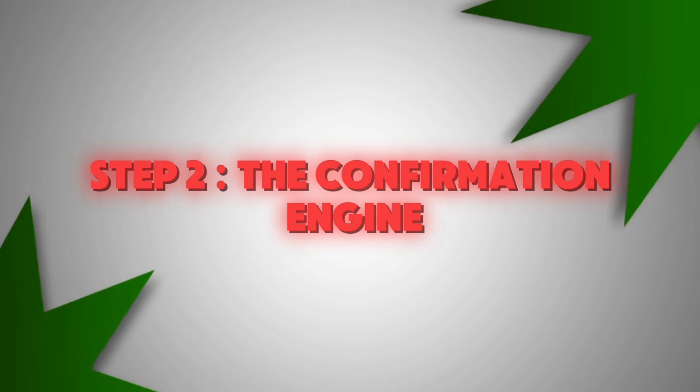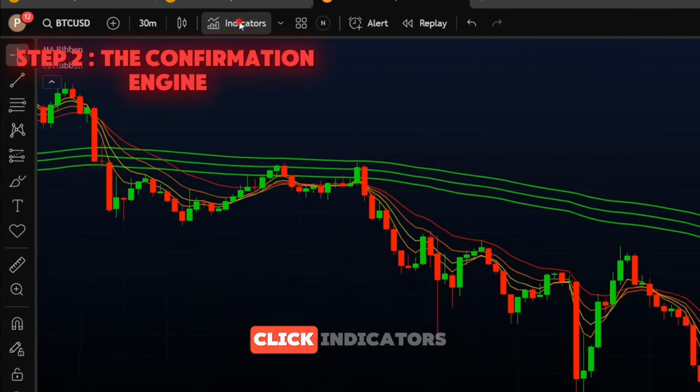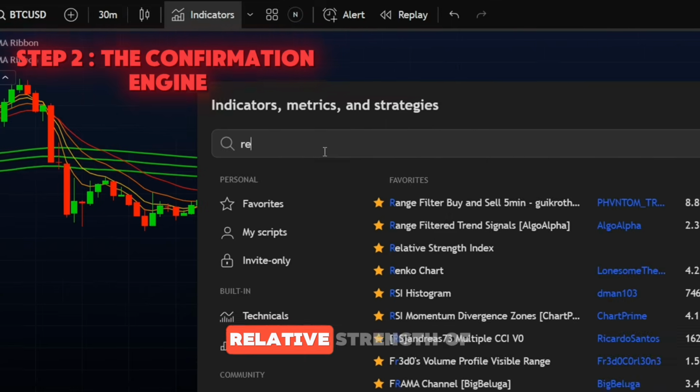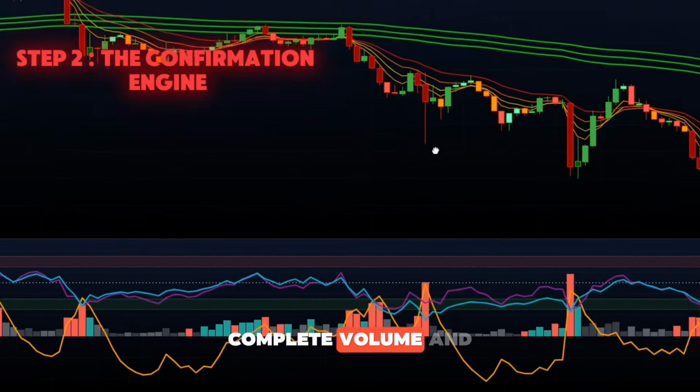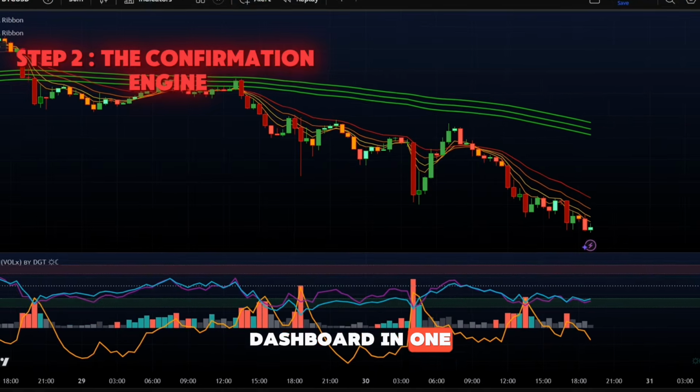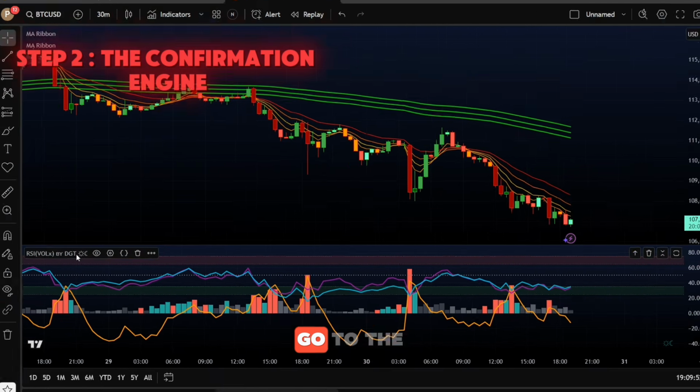Step 2, the confirmation engine, now for our secret weapon. Click Indicators and search for Relative Strength of Volume Indicators by the creator DGTRD. Click to add it. This powerful tool is basically a complete volume and momentum dashboard in one. Let's tweak the settings for our strategy. Go to the indicator settings.